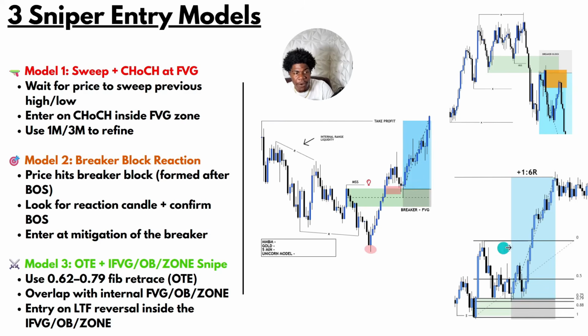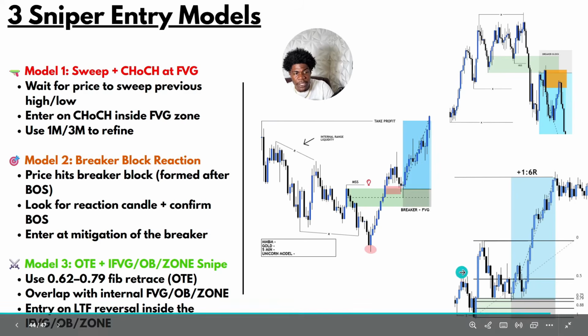And then for the final model, this is our model number 3, the OTE plus a certain PD array, whichever one it may be, right? A fair value gap, inverse fair value gap, or just a regular order block zone, right? So for this one, we see price push down, give us a liquidity sweep of these lows to then extend higher and give us a new dealing range from the low to the high right here.